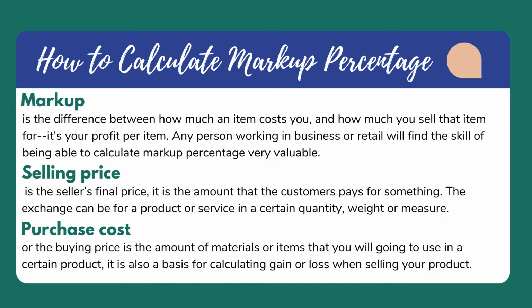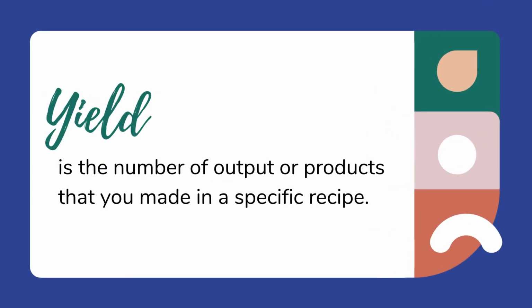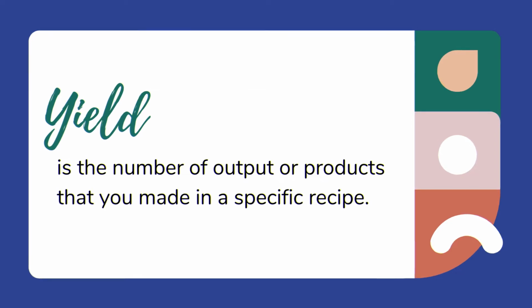Next, selling price. It is the seller's final price. It is the amount that the customer pays for something. The exchange can be for a product or service in a certain quantity, weight, or measure. Purchase cost, or the buying price, is the amount of materials or items that you are going to use in a certain product. It is also a basis for calculating gain or loss when selling your product. Yield is the number of outputs or products that you made in a specific recipe.